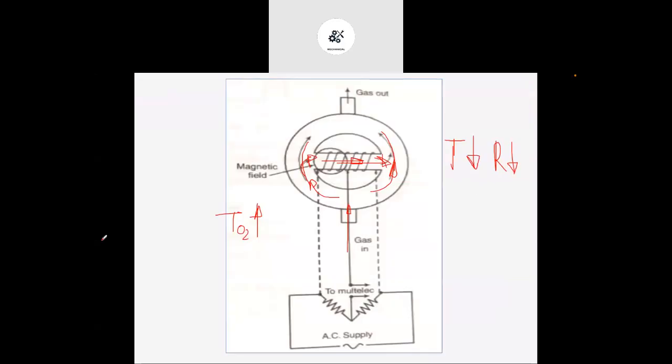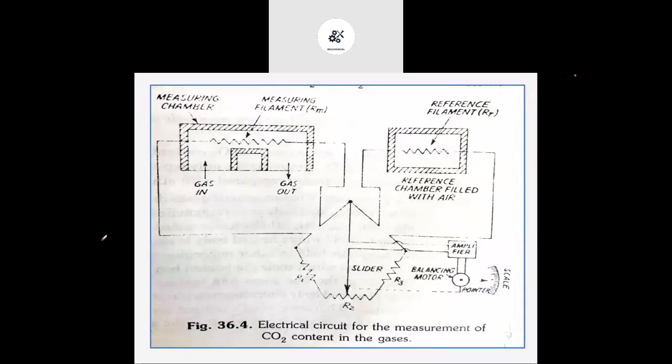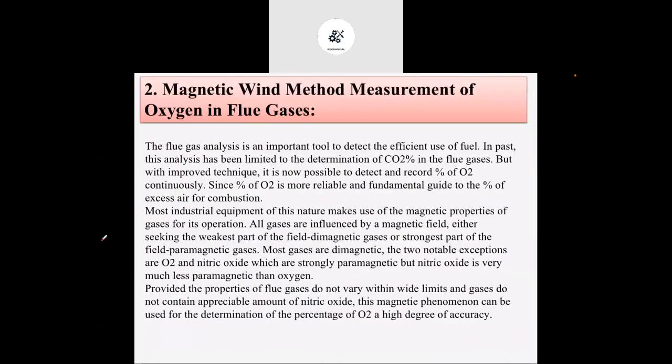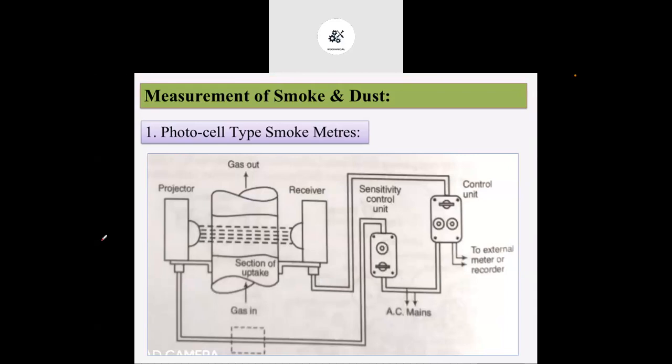Okay, so this is the method that we saw. First of all, understand the properties of the oxygen clearly, and then this particular instrument. So these are the two instruments we saw regarding flue gas analysis. First, measurement of CO2 by thermal conductivity, and second, the magnetic wind method to measure oxygen content inside the flue gases.